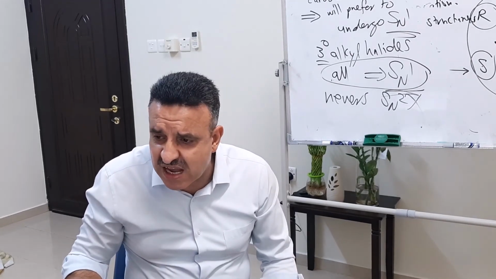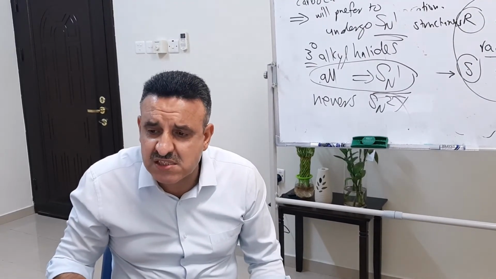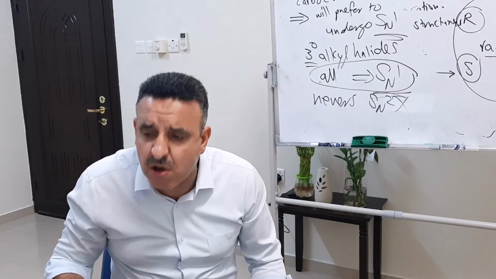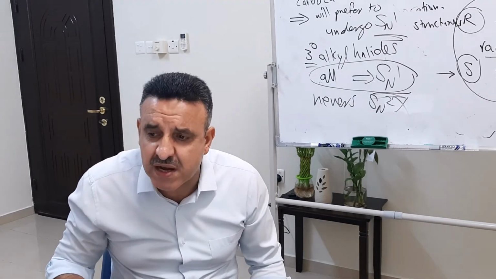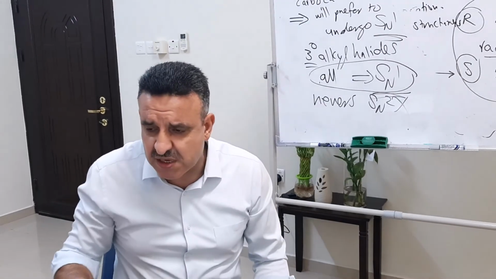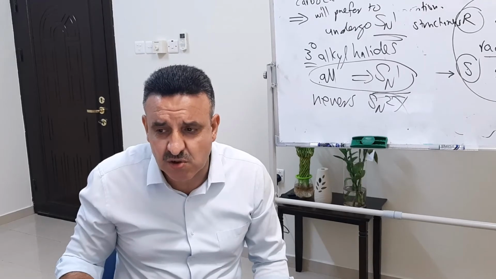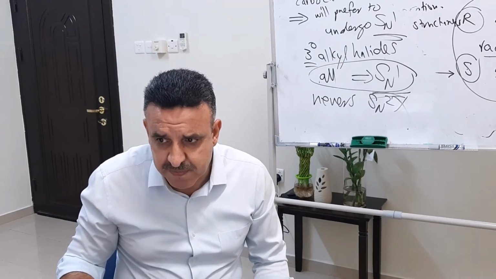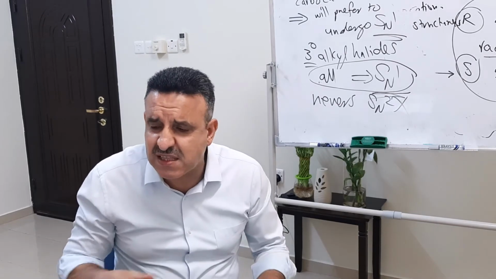This side here, the tertiary, always SN1. This methyl and primary always SN2, I'm so sorry. The tertiary always SN1. The methyl and the primary always SN2. That's actually the point here, because we are talking about two different mechanisms, not only one. Do you follow me?